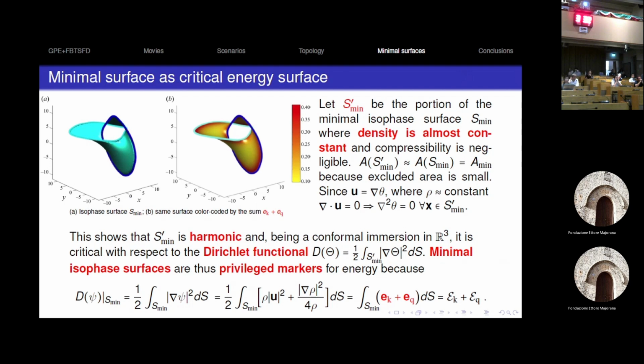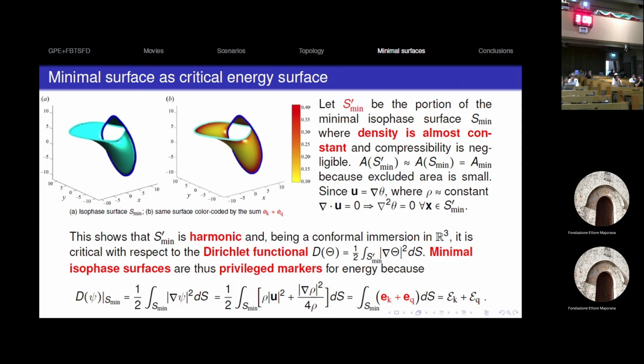If you go and look at the Dirichlet functional where you substitute psi, you end up noticing that it's made of the 2 contributions, which are the kinetic energy and the quantum energy. The only difference with what we saw before is that this is an integral on the surface, it's not on the volume. So this is a 2D integral over a particular surface.